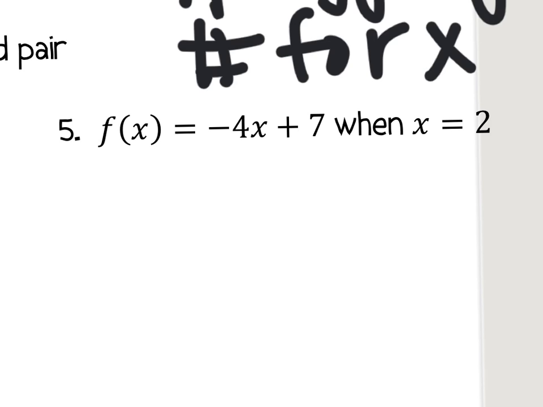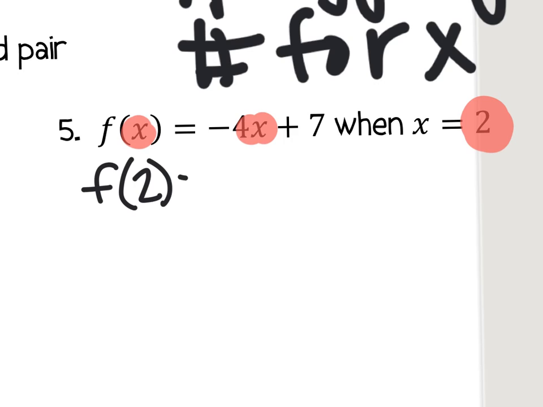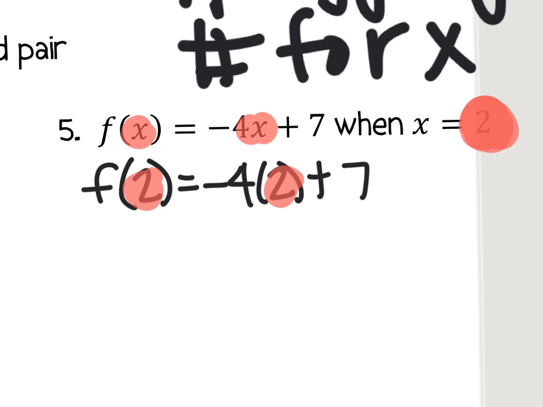So problem 5 tells me that my x value is 2. So that means all of my x's need to become 2's. So I'm going to rewrite my problem. Instead of f of x, it's going to be f of 2 equals negative 4 parentheses 2 plus 7. It's very important to note that if you take out a letter and put in a number, you need to put that number in parentheses. And again, these 2's came from this 2 over here because it told us x equaled 2.